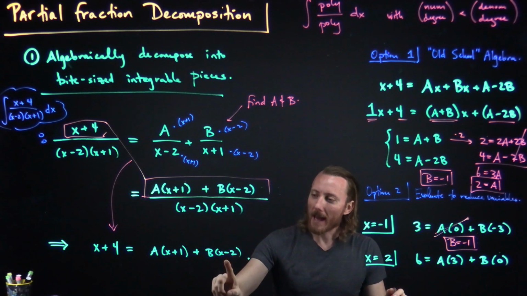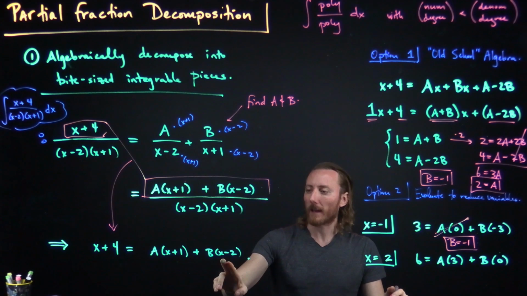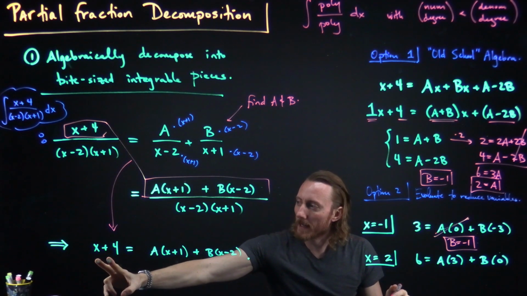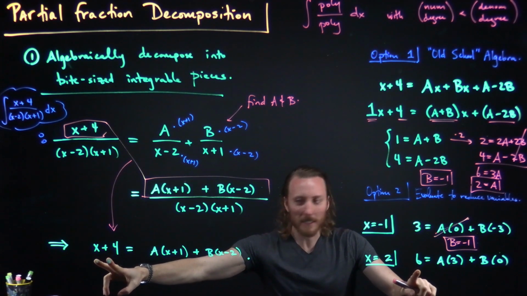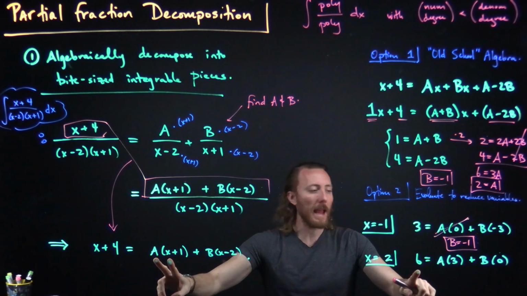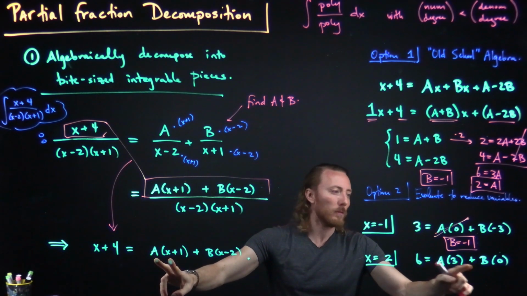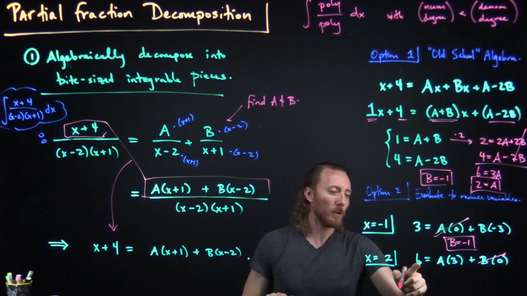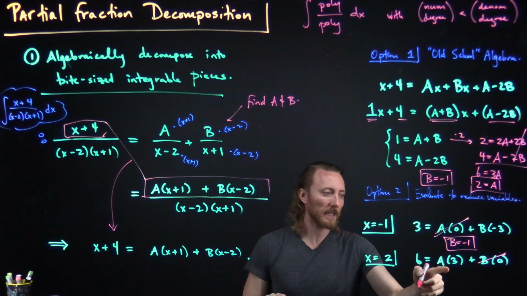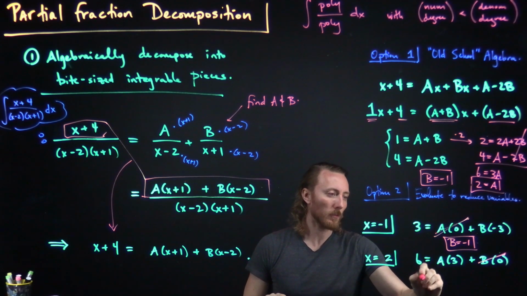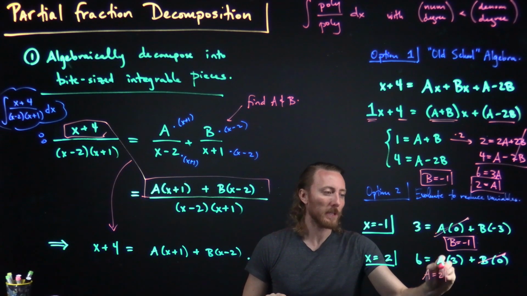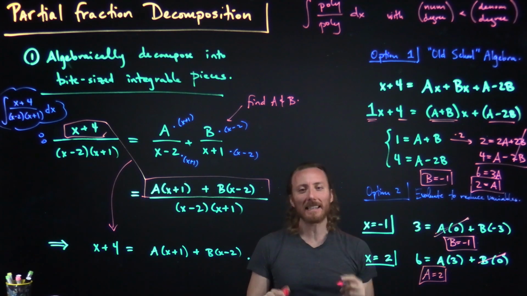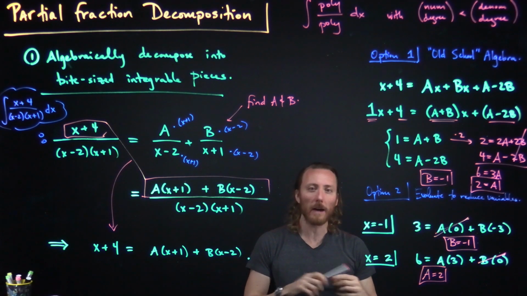What about plugging in an x that would get rid of b in the expression? That would be plugging in x equals 2. So if we evaluated x equals 2, x plus 4 becomes 6. We get a times 3 equals b times 0. But hey, b times 0, that cancels out. And then all you have is 6 equals 3a. But 6 equals 3a means that a would have to be 2. And check it out. You get the exact same answer as you got via old school algebra.